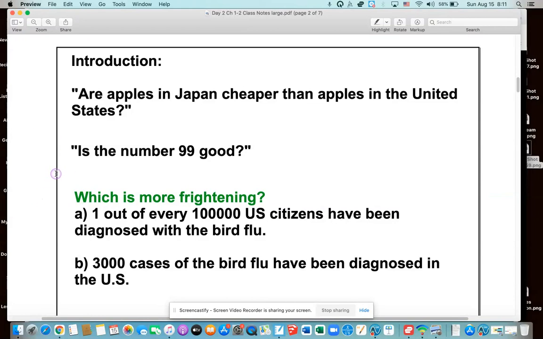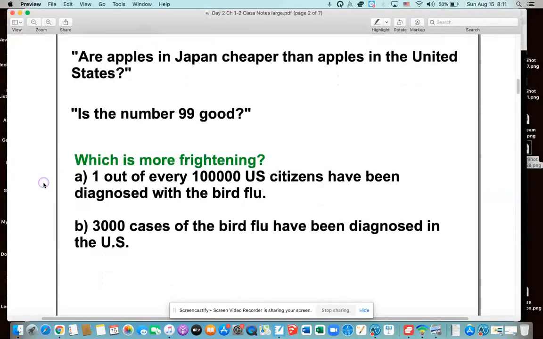The second one here is: is the number 99 good? This is all about context. Nothing makes any sense in this class unless you put context on it, unless you describe it in context. 99 could be good if you're taking a test, right? 99 out of 100 on a test, that's good. But if it's a bowling score, a perfect score in bowling is 300. So 99 wouldn't be very good.